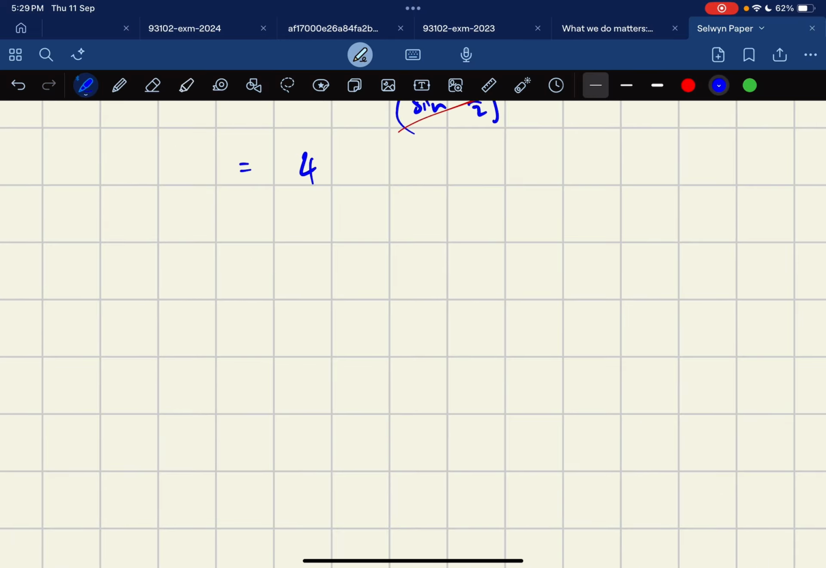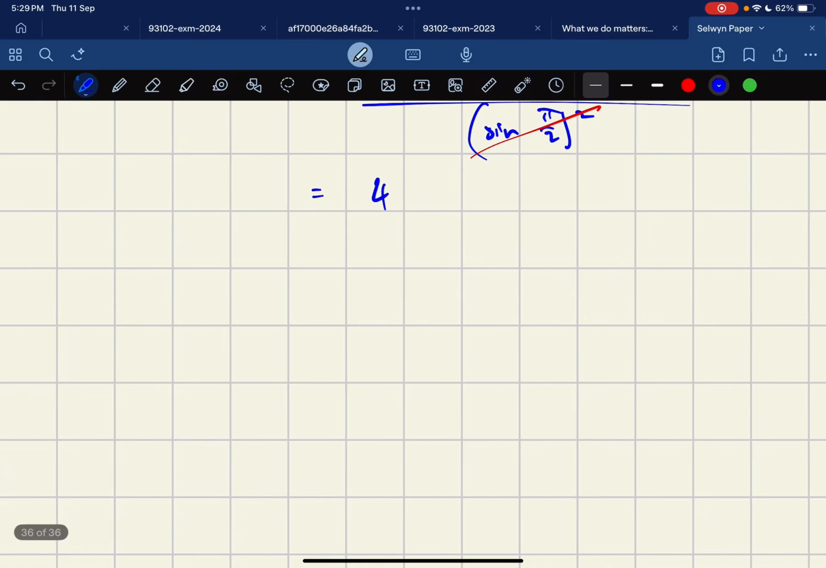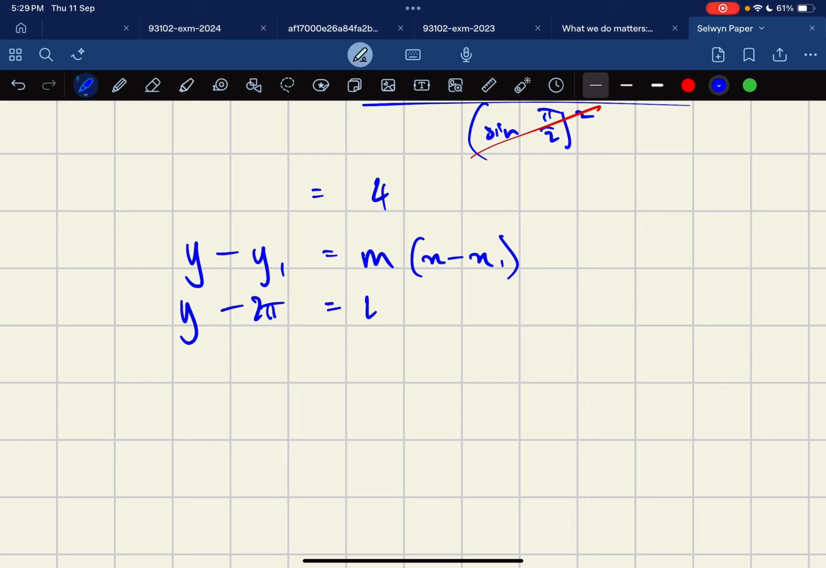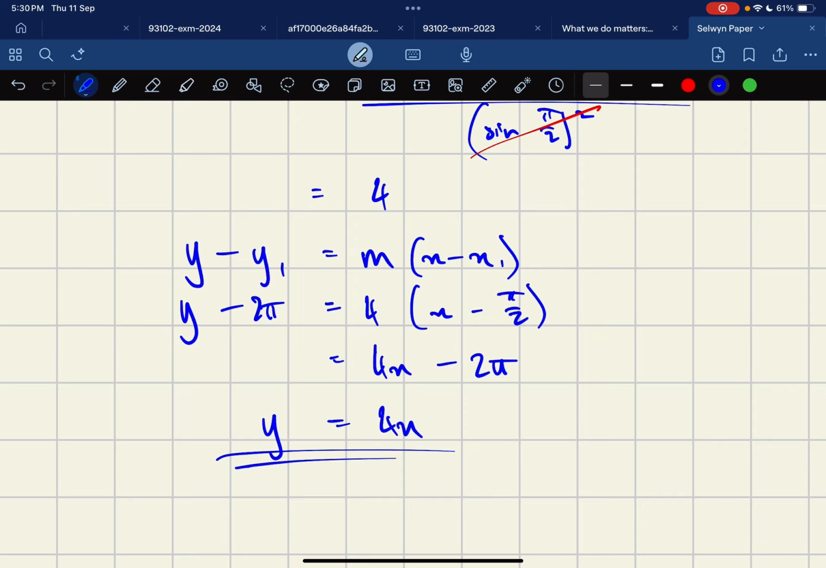Okay, so now we know the gradient and we know one point. So we can use the equation that we did before, y minus y1 equals m times x minus x1, to solve for the equation of the tangent. So y minus 2 pi, using our points, is equal to m, which was 4, times x minus x1, and the x1 coordinate is pi over 2. So expanding the right side is 4x minus 2 pi. You can see we've got negative 2 pi on both sides, so y is equal to 4x, because they both cancel each other out. And that is my equation.